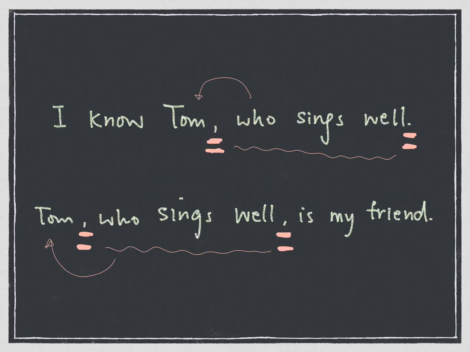But if the relative clause is at the end of the sentence, then we don't need two commas. We just need to put a comma right before the WH word, and then we just put a full stop at the end. Okay? So in these two sentences, you can see the difference. If my relative clause is at the end of the sentence, we just need one comma and then the full stop at the end. But if the relative clause is put in between the sentence, then we will need 2 commas in between, like in the second sentence. Tom, comma, who sings well, comma, is my friend.